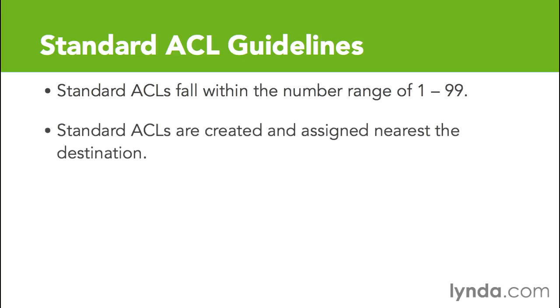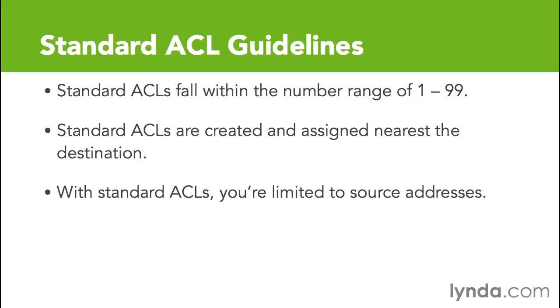One of the downfalls of standard access lists is that you must place it nearest the destination. You cannot place it nearest a source. So if you're trying to block a user from getting to a particular server, you cannot be specific, because you can only use source addresses. So if you're blocking this user based on that individual's IP address, that's all you can use. So since you're not very specific, you must create and assign the access list nearest the destination that you don't want that particular individual to access.